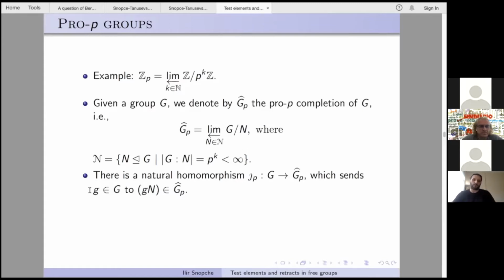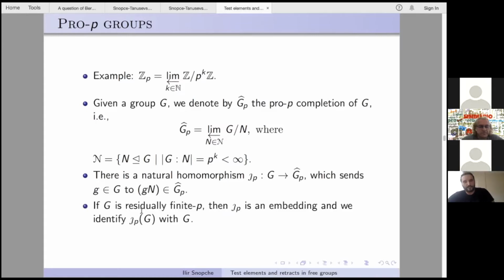And therefore, we basically, by J_p, we just send G to this tuple here. And an interesting thing happens when G is residually finite-p, which means that the intersection of all normal subgroups of finite index p is trivial. Then J_p in this case is an embedding.